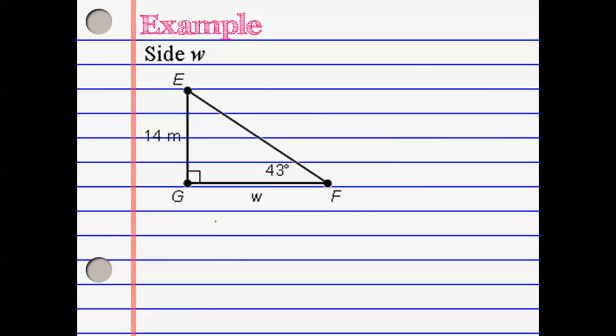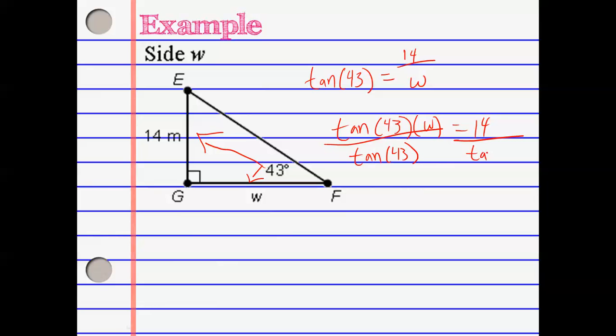Okay, so again, we want to find side W. So we have 43 degrees, okay? So we have tangent 43, and it's going to equal opposite over adjacent, which is W. So again, we're going to multiply by W, so that gives us tangent 43 times W equals 14. Divide by tangent 43. And we know that W equals 14 over tangent 43.